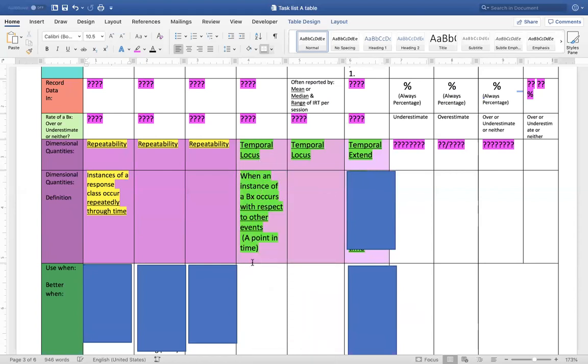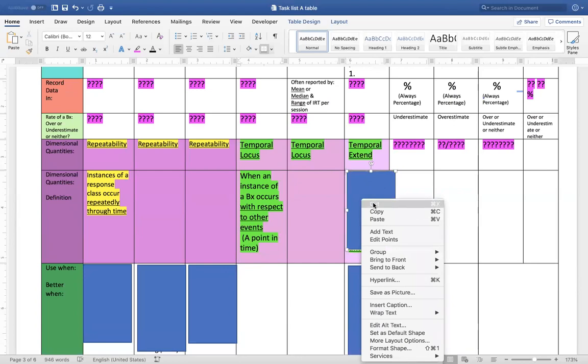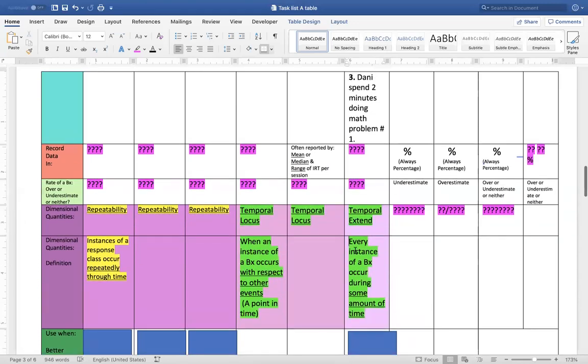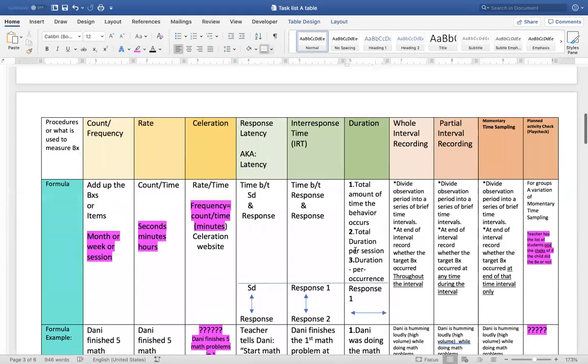So the key thing for me is a point in time, a specific point in time. And the temporal extent, I already read it, which was some amount of time. And temporal extent goes with duration.